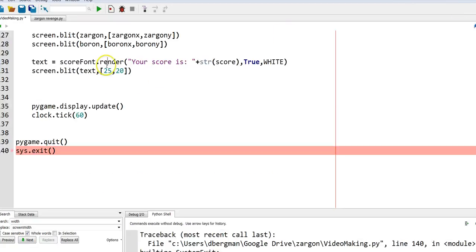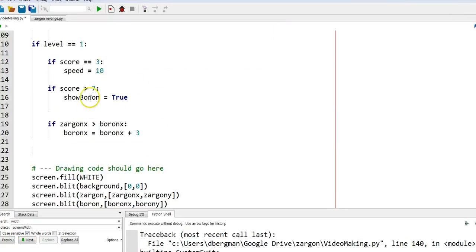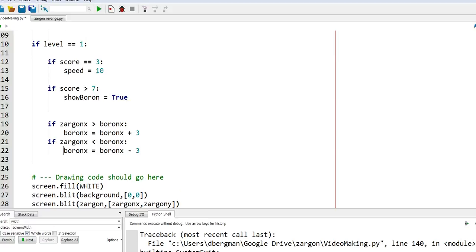So let's think about how we could do this in all 4 directions. See if this is what you were able to think would need to be done for the other direction. If Zargon's X is ever less than boron's X, which means Zargon would be on the left-hand side of boron, then I want boron to go to the left. So if Zargon is on the right of boron, boron goes right. If Zargon's on the left of boron, boron goes left.